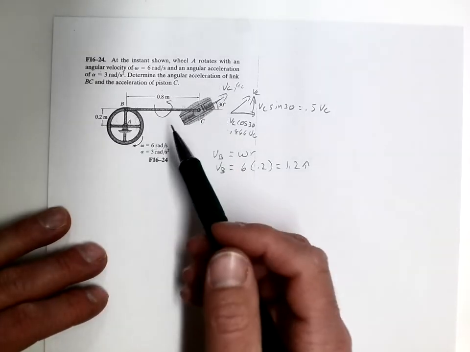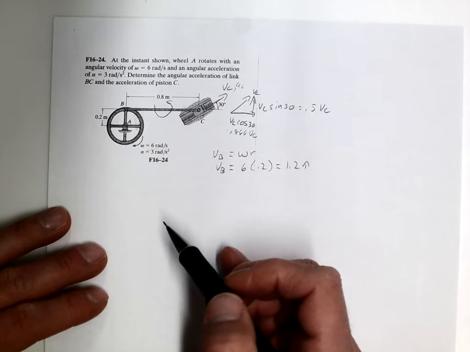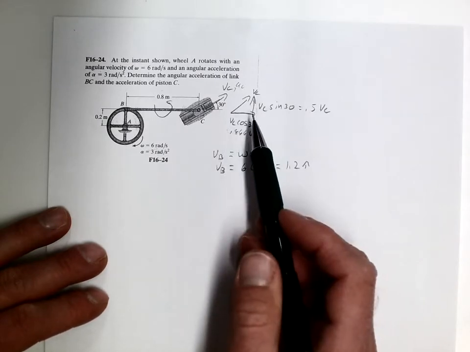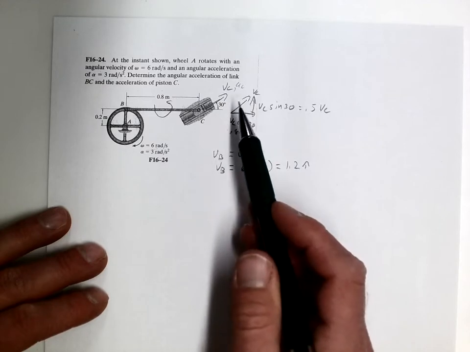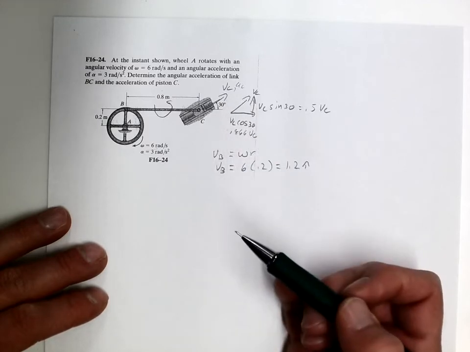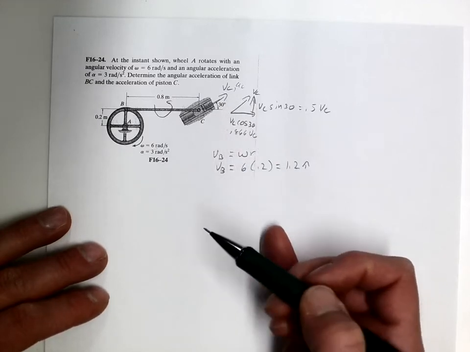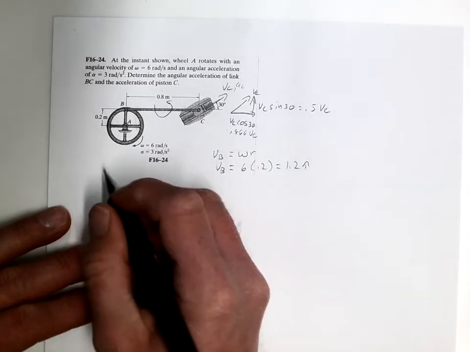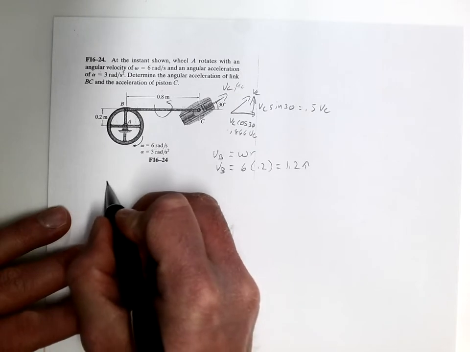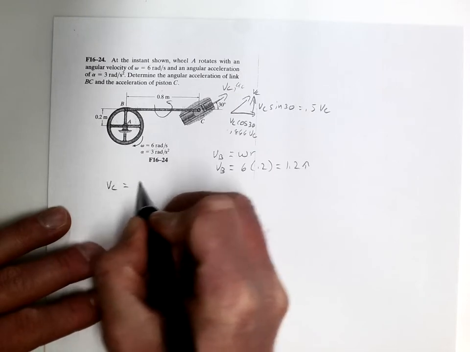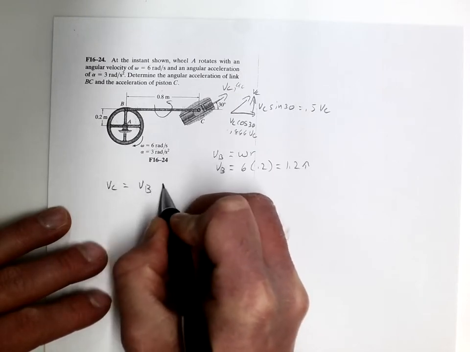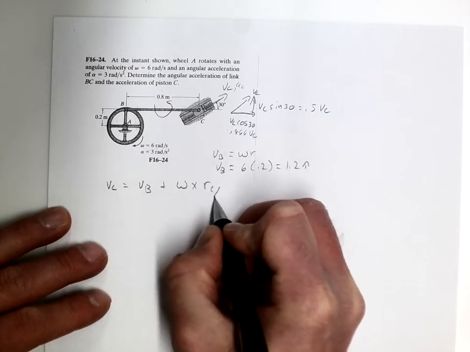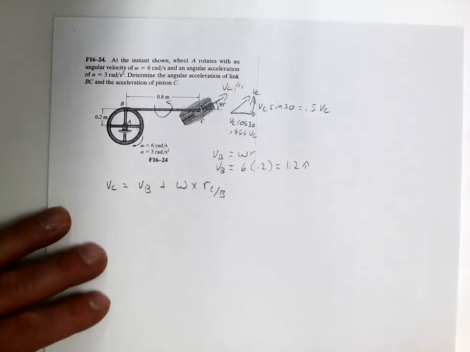Now, to find the acceleration in the equation, we would have to know alpha, we'd have to know acceleration at B, at C, we would have to know omega. So having the three unknowns, we can't solve that equation directly. So first we'll start with the velocity equation. So we'll start with VC equals VB plus omega cross RC with respect to B.